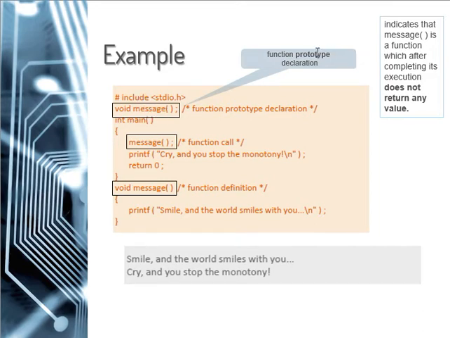Okay, what is this? Unsa para asa ni si prototype? So it indicates that the message is a function which after completing its execution does not return a value. Nganong asa man na siya kakuha na does not return a value. Okay, I will explain this.